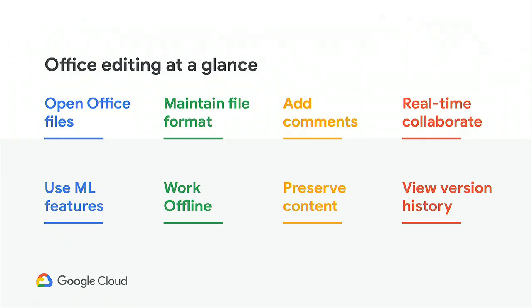All right, so this concludes our 3 demos and our presentation of Office editing for Google Docs, Sheets, and Slides. We hope you're as excited as we are about the feature. As you can see, users will be able to open files directly in Docs, maintaining the file format, add comments written to the file, collaborate in real time, use all our intelligence and machine learning features, work offline when they have to, preserve key content, and view version history.